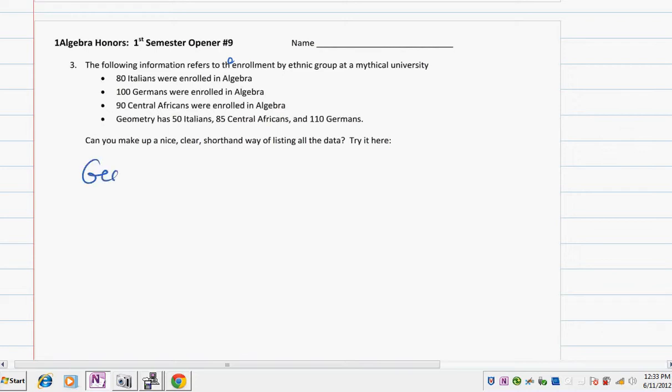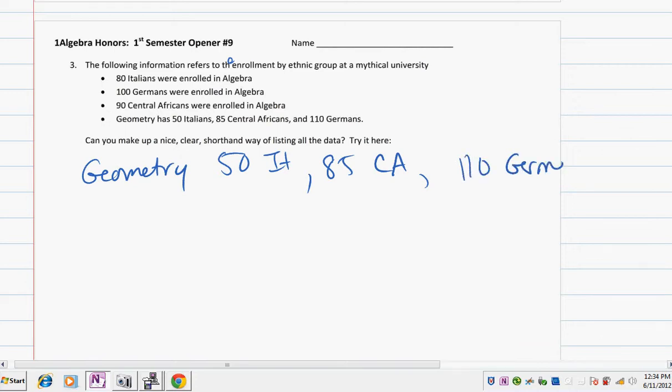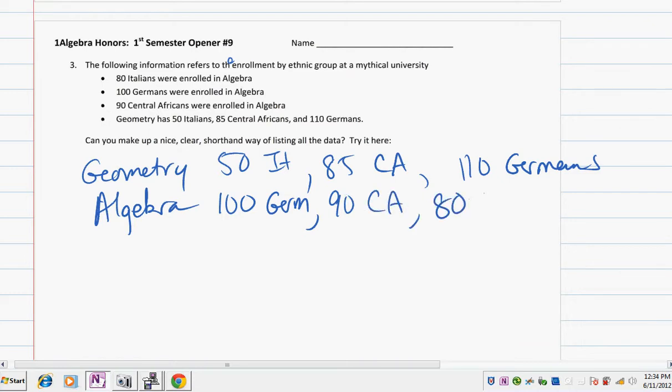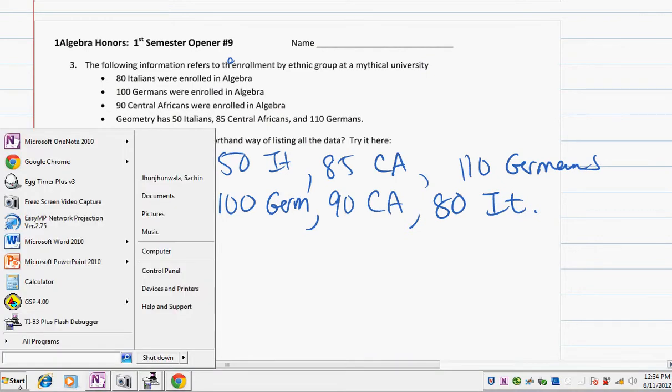It says, for geometry, we have 50 Italians, 85 Central Africans, 110 Germans. And then for algebra, we have 100 Germans, 90 Central Africans, and 80 Italians. But again, this isn't so neat because it's still hard to scan to see what's going on. There are tools that kind of help from a practical standpoint.